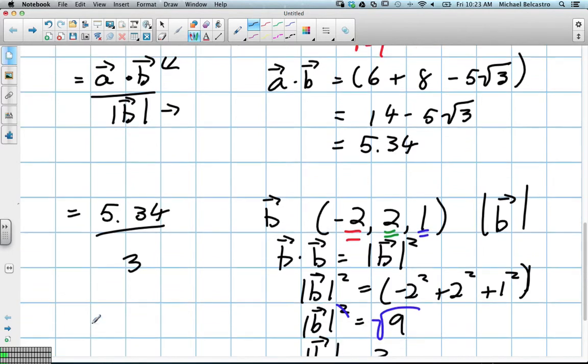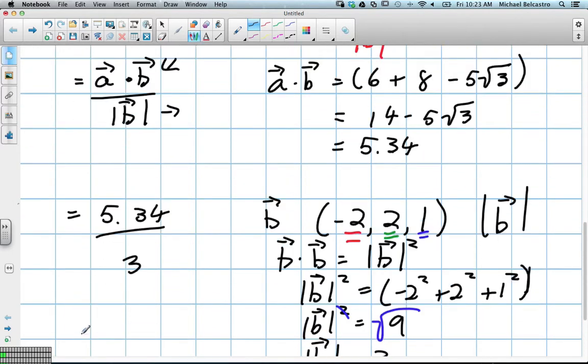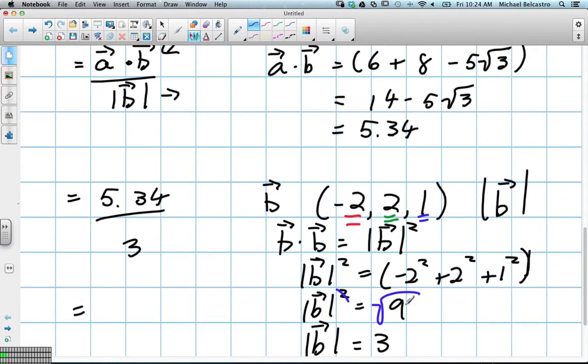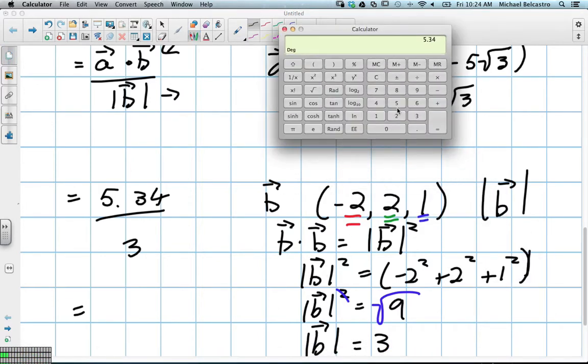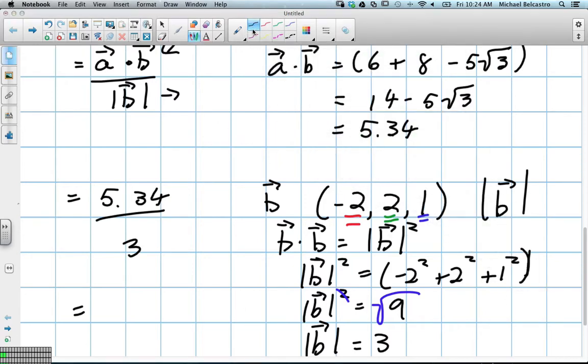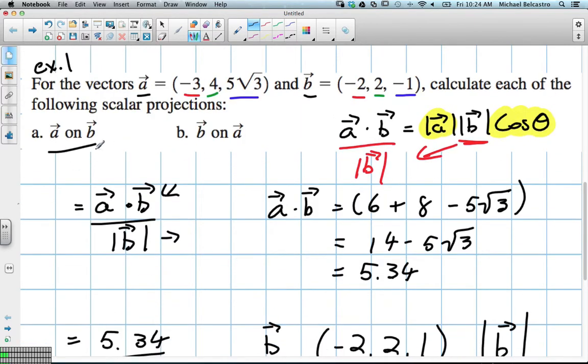Okay? So we take these numbers, go down, and we divide the two, and we'll have our scalar projection of A on B. There it is, 5.34 divided by 3, 1.78. Okay? So that is our scalar projection of A on B. Let's try the reverse now.